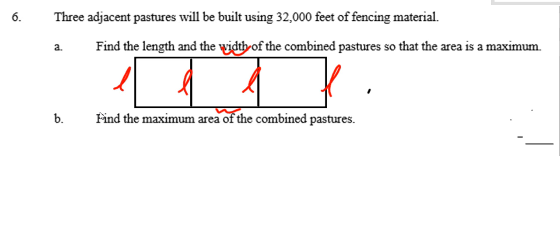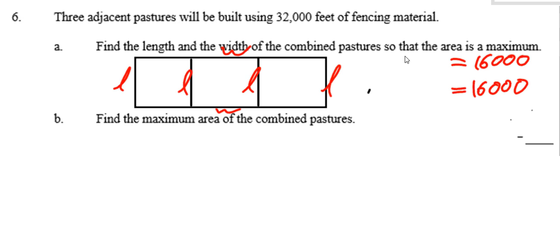So it's find the length and width, so the dimensions to maximize the area and the maximum area. So we learned with all of these area problems, the maximum area always happens when the length and width get the fencing evenly. So if there's 32,000 feet total, half of that's going to go to the length, half of that's going to go to the width. So half of 32,000 is 16,000. So it's split, 16,000, 16,000.